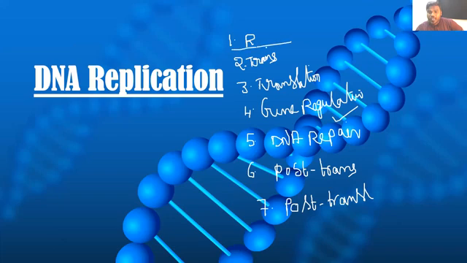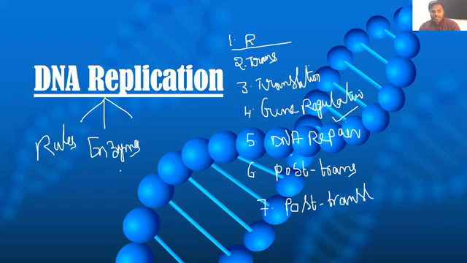So first we will go with replication. How to read the process of replication? We should not directly read the process of replication. That is an absolutely wrong strategy. When we are reading the replication concept, first we have to read the rules of replication. Then, my friends, we have to read the enzymes involved in replication. And more importantly, friends, we have to read the processes.